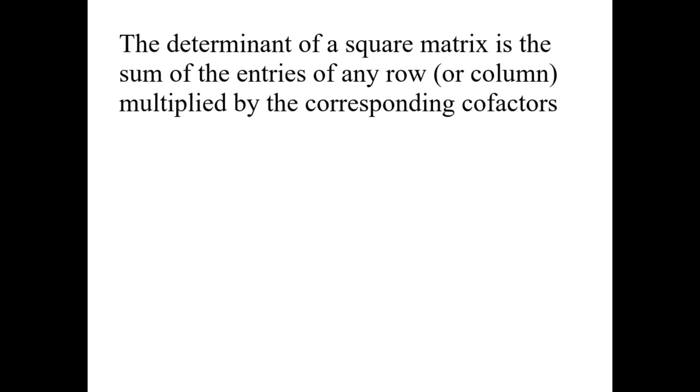So the determinant of a square matrix, by the way, you can't find the determinant of a non-square matrix. But to find the determinant of a square matrix, it's the sum of the entries of any row or column multiplied by the corresponding cofactors. In other words, I'm going to pick a row or a column, take each of the entries of that row or column, multiply those entries by the cofactors, and then add the results.